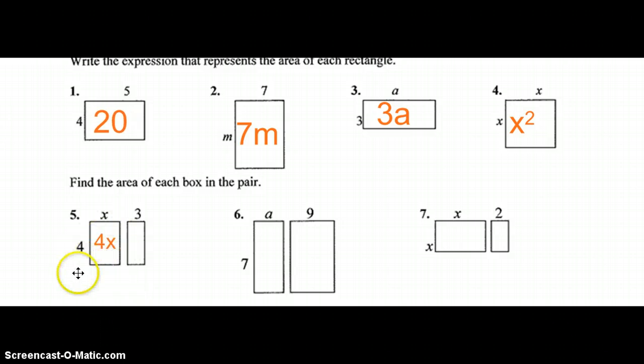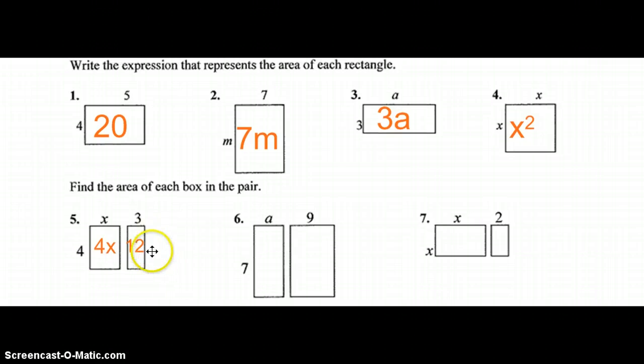The area of the first rectangle is 4x. And the area of the second rectangle is 12. You get that by taking 3 times 4. We'll do the same thing in questions 6 and 7. In question 6, the area of the first rectangle is 7a. And the area of the second rectangle is 63. In question 7, the area of the first rectangle is x squared. And the area of the second rectangle is 2x.